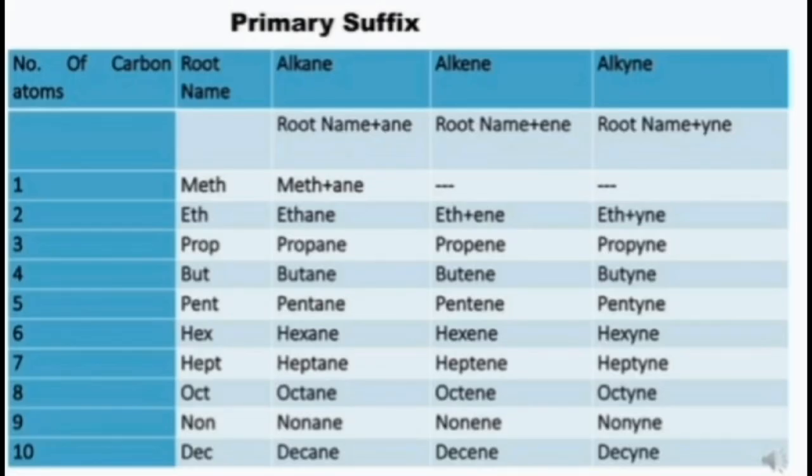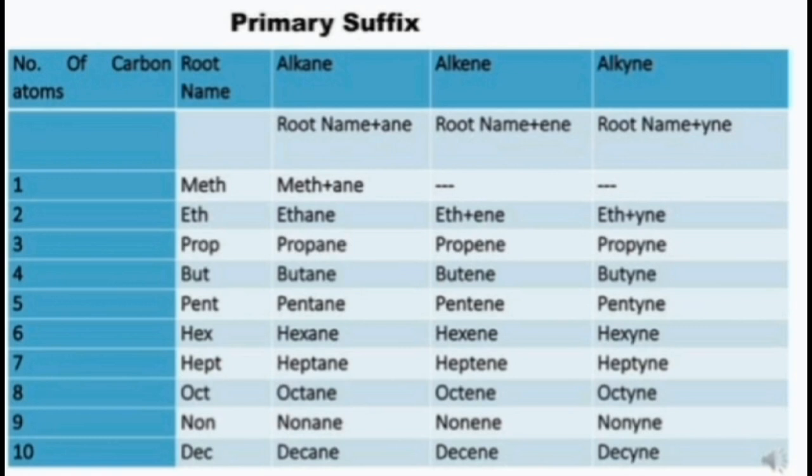Now let's have a look at this table. As we have studied the root words and the suffix that has to be added in the case of alkane, alkene and alkyne, depending on the carbon atoms present in the hydrocarbon chain, we can name the organic compounds. In case the hydrocarbon chain consists of only one carbon atom, then the root word used is meth, and since it is an alkane, the suffix used will be "ane", so the name of the compound becomes methane.